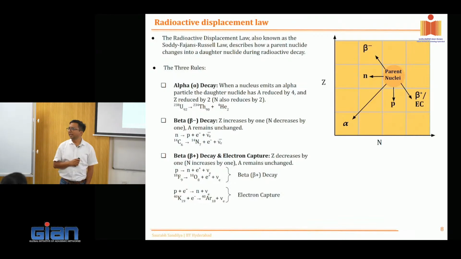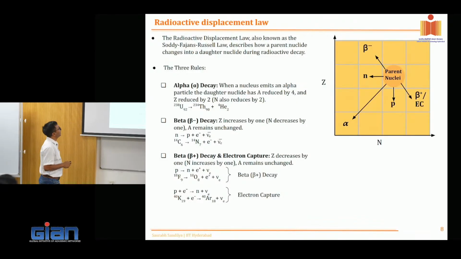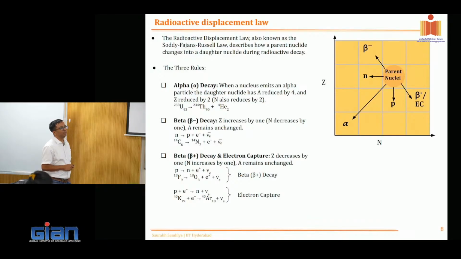What happens in beta minus decay? A neutron is converted to a proton, an electron and an antineutrino. So if the neutron is converted into a proton, your Z number changes by 1, it increases by 1. The famous example for alpha decay is uranium-238 decaying to thorium and an alpha, and for beta minus decay, carbon-14 goes to nitrogen-14 plus electron plus neutrino. So your Z number increased by 1 and the mass number stays the same.